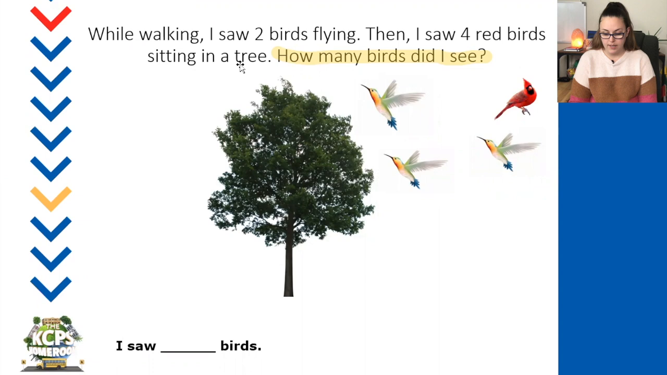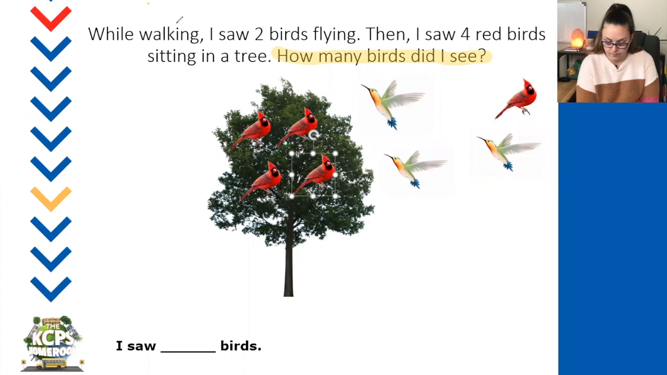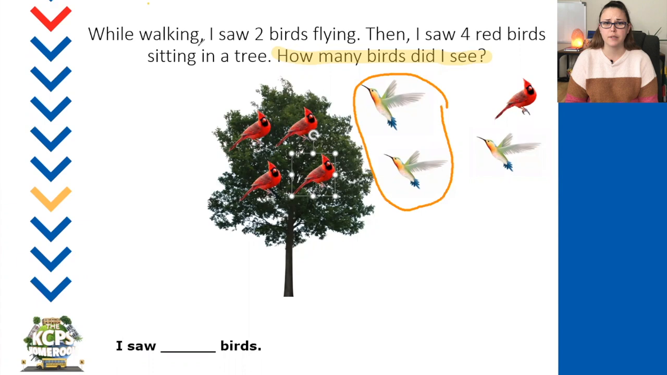One, two, three, and four. Now the next thing we have to do is we have to count, and we have to add. So the first thing I'm going to count is this group of birds that are flying. How many birds are flying? I see one bird flying and two birds flying. So down here, I'm going to write two. That's how many birds are flying.